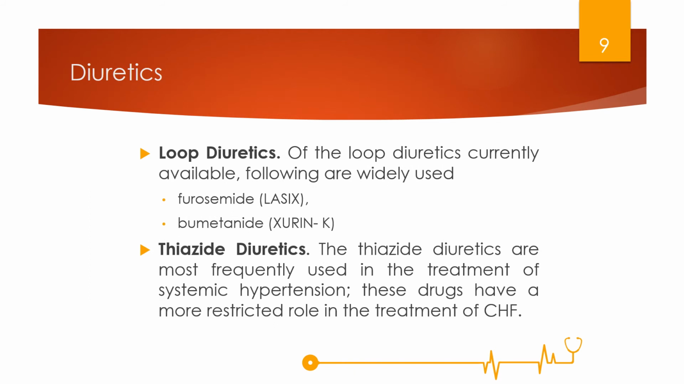Loop diuretics. Of the loop diuretics currently available, the widely used are, first, furosemide, known by its brand name Lasix, and bumetanide, whose brand name in Pakistan is Zure. The thiazide diuretics are most frequently used in the treatment of systemic hypertension. These drugs have a more restricted role in the treatment of congestive heart failure.